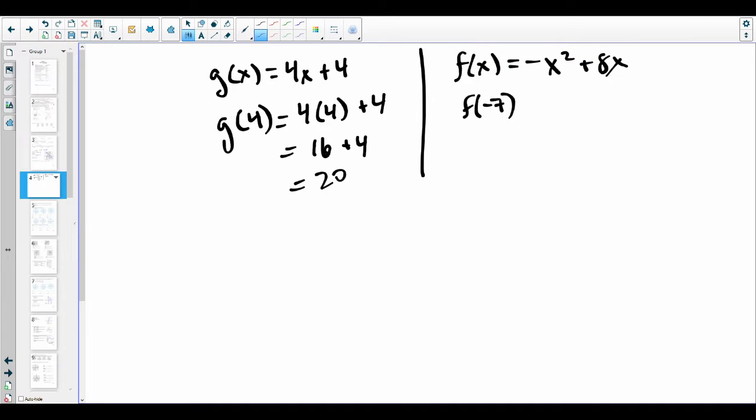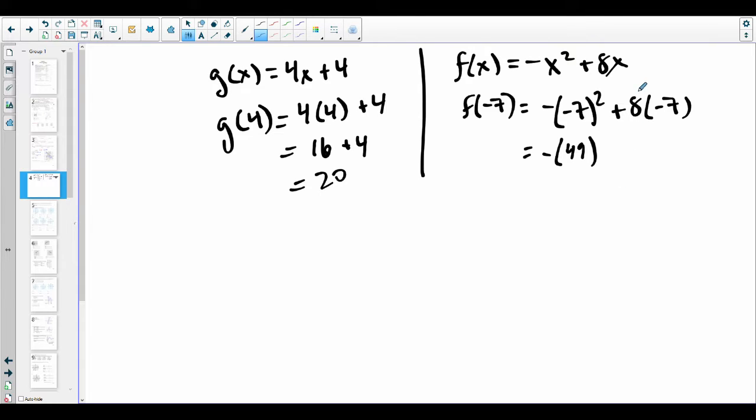Okay, so here's our function. We're going to replace the x with -7. Now notice there's already a negative outside. So negative x, which is -7, squared, plus 8 times x, which is -7. Think order of operations. What are you going to do first? First, we're going to square the -7. So when you square a negative, it becomes positive. And this negative stays outside because we're only dealing with the stuff inside the parentheses. So square -7, you get 49.